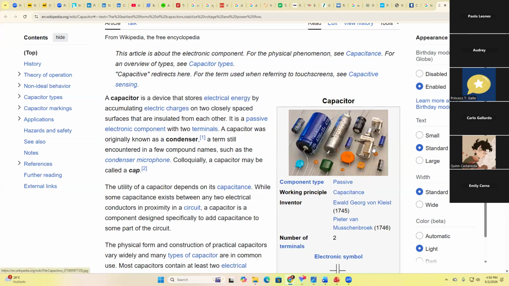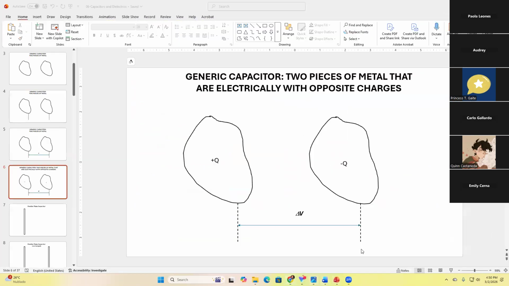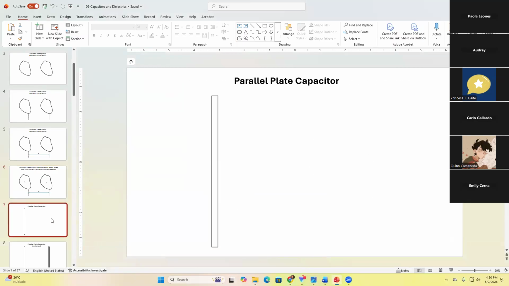Okay, here's a type of capacitor that's used in our radio to tune to radio stations. And many others, small and large. Now, another, more specific example of a capacitor is the parallel plate capacitor.